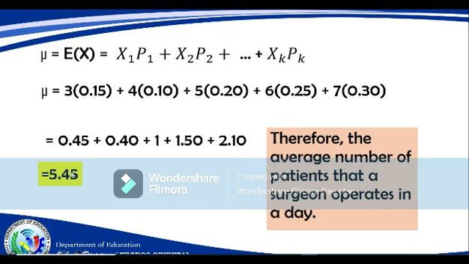Since there's no decimal place, you will say 6. You are going to round it off because we're talking about number of patients, so there must be no decimal number of patients. So you're going to round it off to the nearest whole number, which is 6. So therefore, the average number of patients that a surgeon operates in a day is 6. Okay, so there must be 6 here.